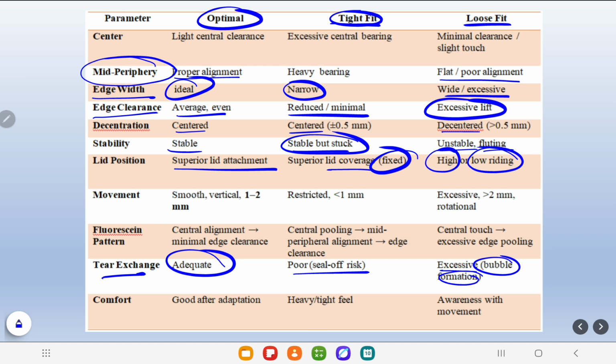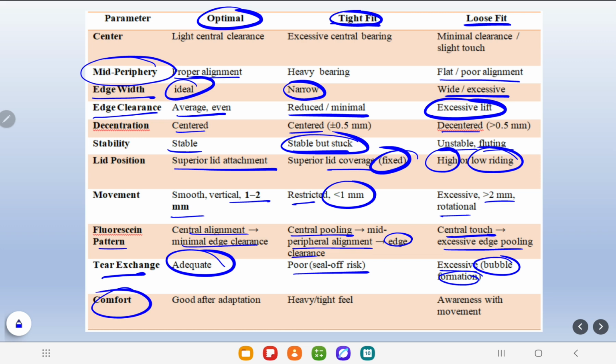For optimal contact lens fitting, vertical movement is smooth, 1 to 2 mm. At the same time, tight fitting movement is restricted, less than 1 mm. In excessive cases, it's really devastating, greater than 2 mm, with rotation and huge sensation. In the fluorescein pattern, central alignment and minimal edge clearance are optimal. In tight fitting, the center is pulling, the mid periphery has heavy bearing, and edge clearance is very small. In loose fitting, there is central touch and excessive edge pooling. At the edge, you can see a huge amount of fluorescence.